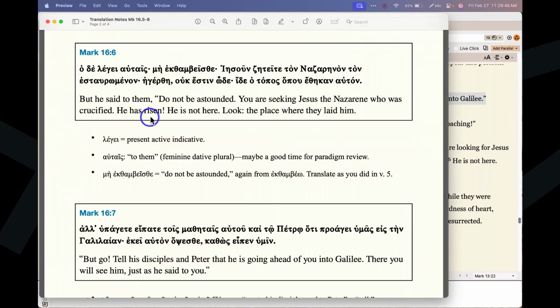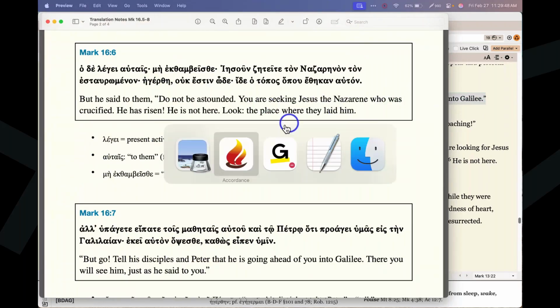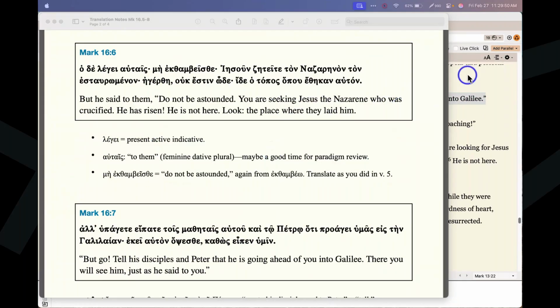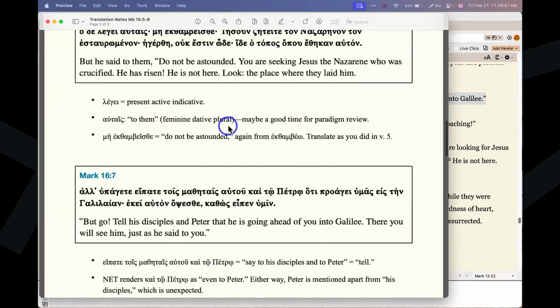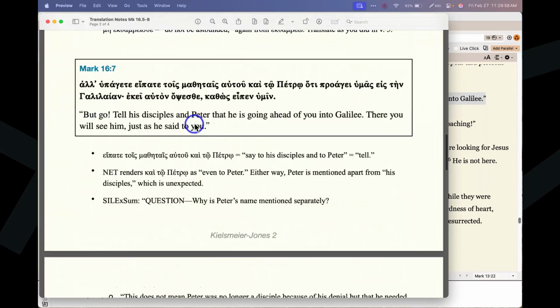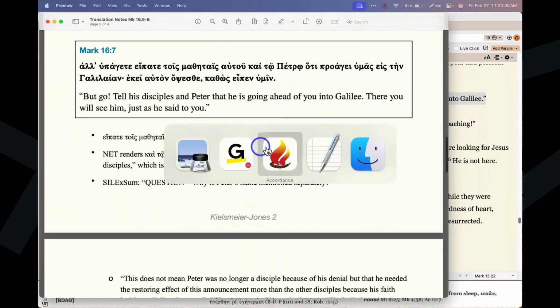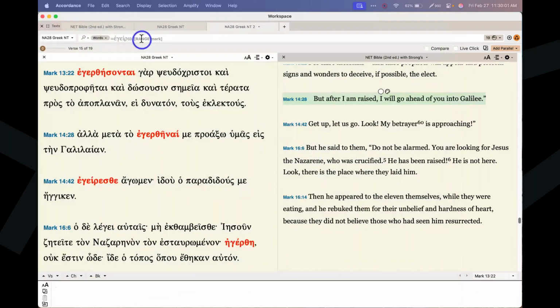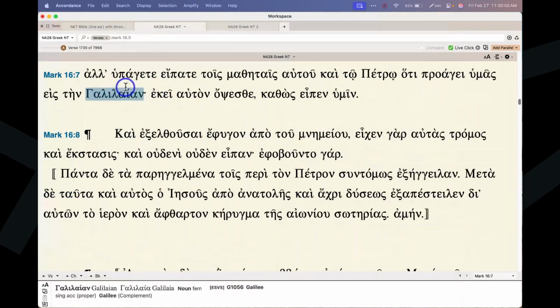So the young man is not done talking. I just want to pause and check and see if we've got questions. I don't see any, so we'll keep going, but we'll stop again after verse 7. So the speech continues in verse 7. I'll go back to Accordance for this.